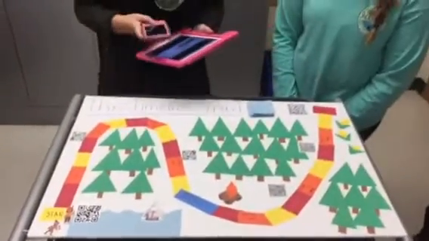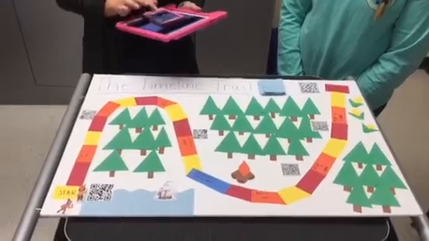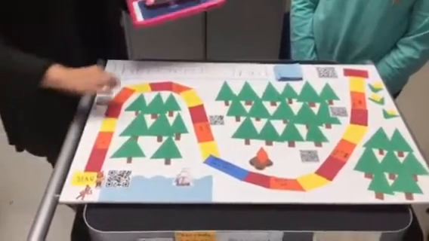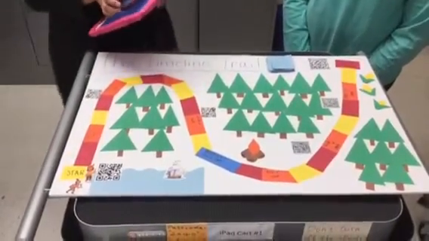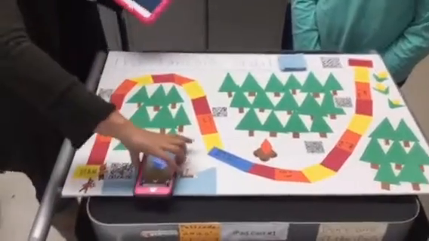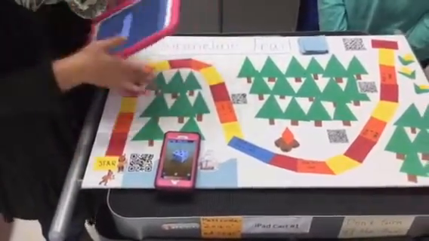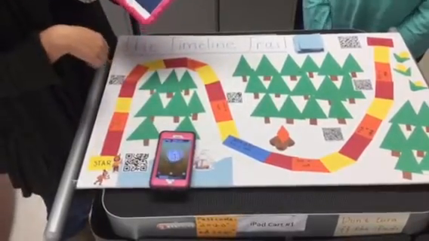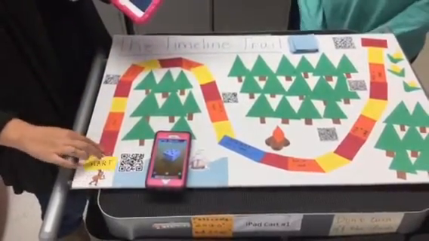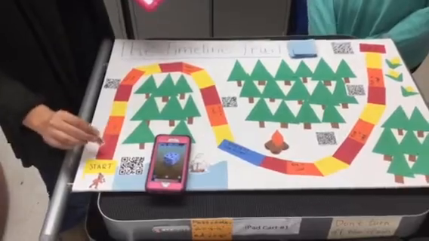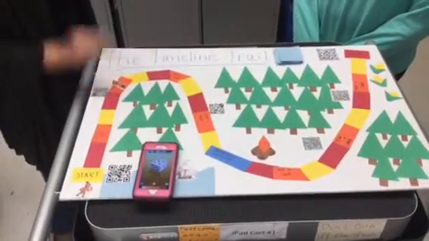And then so that they can advance to the next spaces, we said that they would have a dice app on their iPads. We're just using my phone because we couldn't download it onto the iPad. So they would roll the dice, and then that's how they would advance to the next one. So they would move 5.